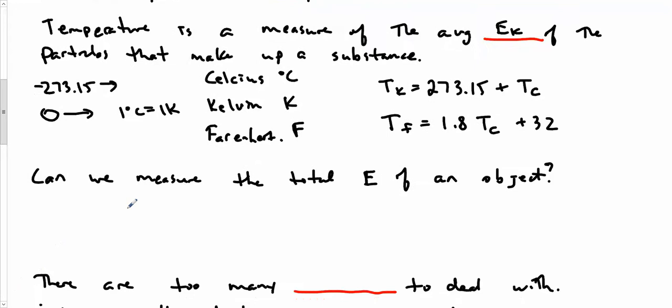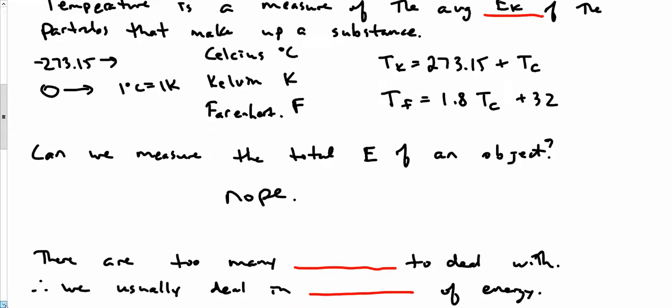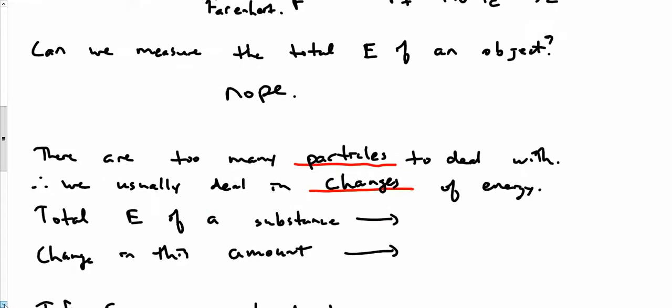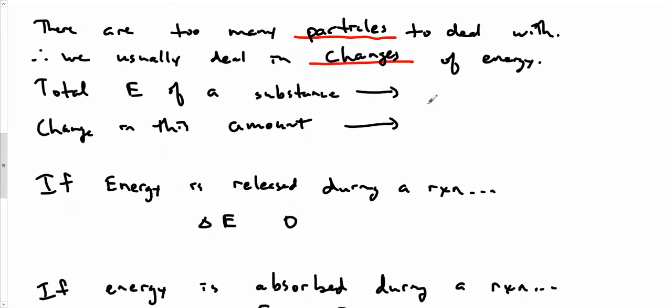Can I measure the total kinetic energy of an object, your textbook, or the device you're watching this video on? Nope. Too many particles to deal with. So usually we only deal with changes in energy. Now, if we could find the total energy of a substance, we would be finding the enthalpy. It's given the symbol H, but we're going to be dealing with changes in this amount, so we're dealing with delta H. No delta up here. Enthalpy is just H.